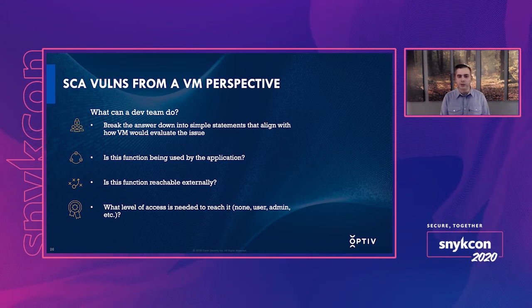If it's actually in use, is it reachable externally? Is this something that user-facing data from the outside could actually get to and then potentially exploit? And if it is reachable, try to break it down into a really simplified access model of anonymous, a user level account, or the most general user level access you have. And if it's a specific user group like admins, relay that as well.